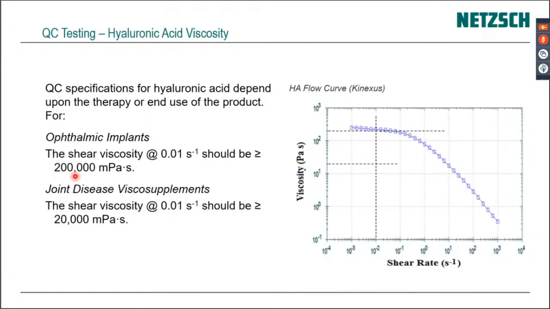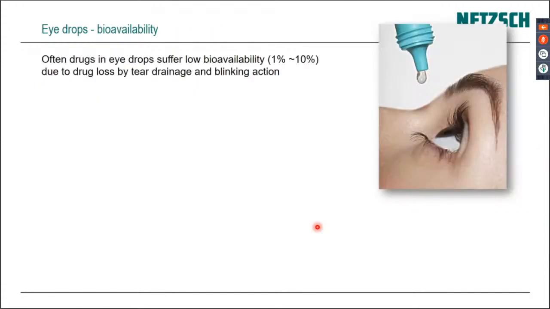So it is over 200,000 millipascal seconds at 0.01. Or for joint supplements, it needs to be over 20,000. That's the second line here at 0.01 reciprocal seconds.